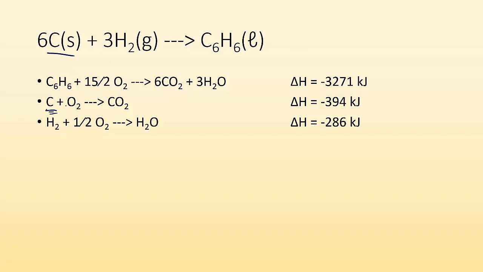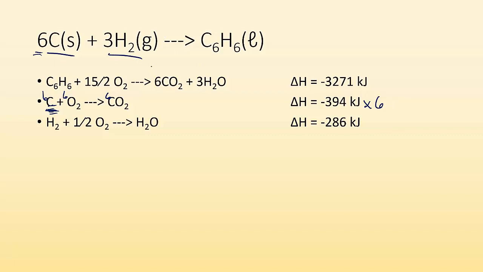So that means I'm going to have to, hey, wait, I need 6 of them. This reaction only has 1 of them. So I'm going to have to times this by 6, right? So I end up with 6 carbons, 6 oxygens, and 6 CO2s, which means what do I got to do to the delta H? Well, I got to multiply that by 6 because I did it 6 times. All right, what else do I got to do?